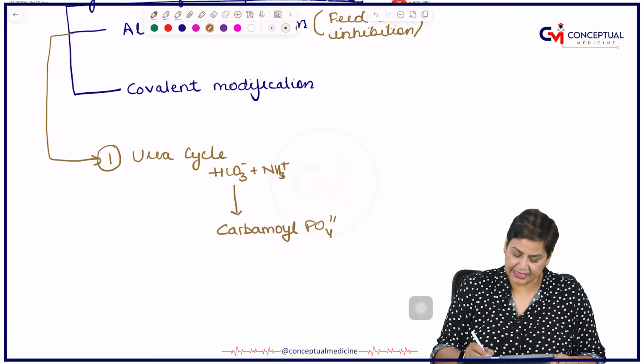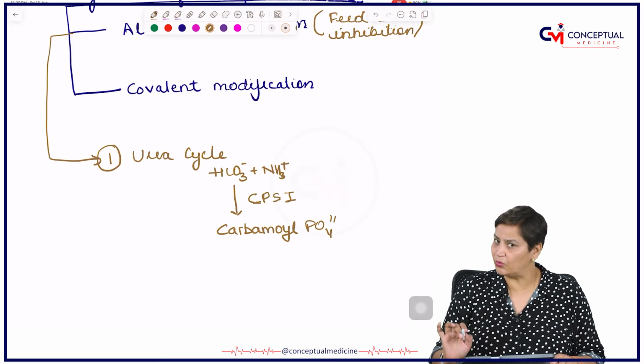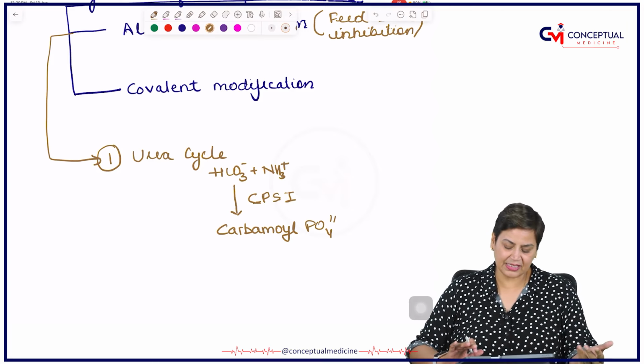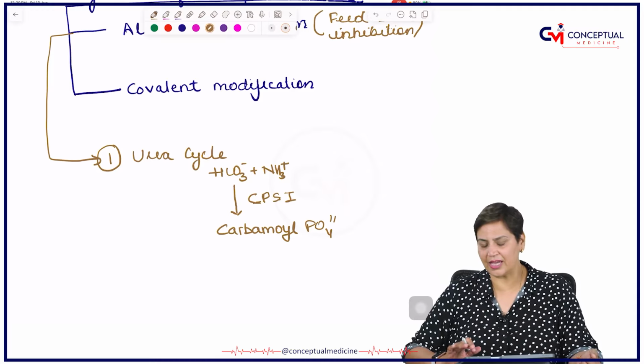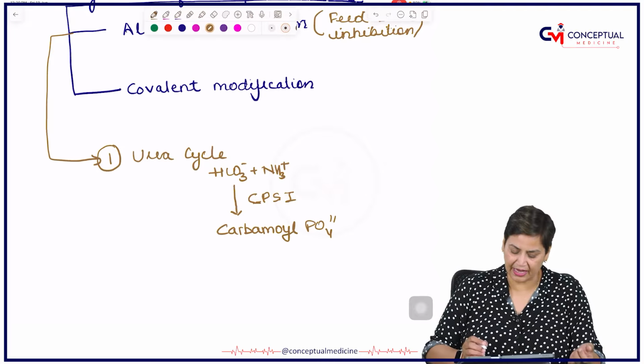Here the enzyme is CPS1, which we will be discussing in detail. It stands for carbamoyl phosphate synthetase 1. So even if you don't remember the enzyme at this moment, we will discuss it later when we discuss the urea cycle. Here I just want to tell you how allosteric modulation is actually governing the entire process.